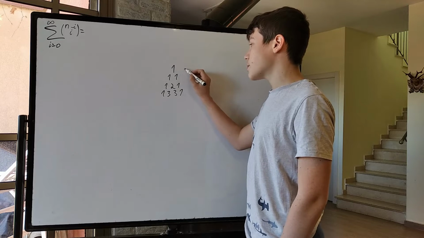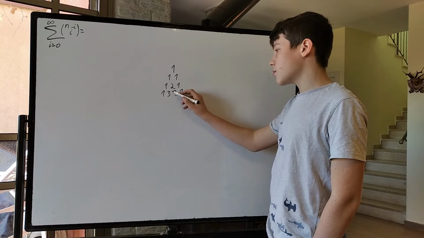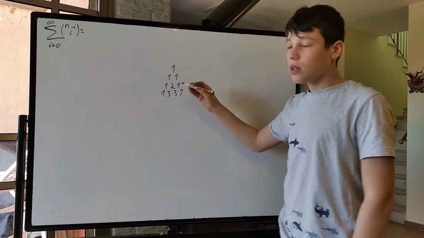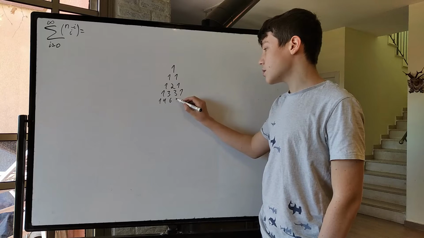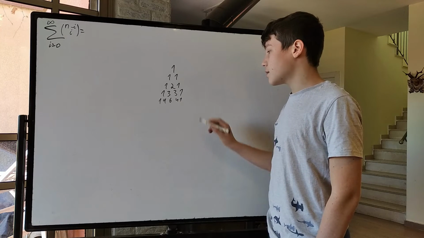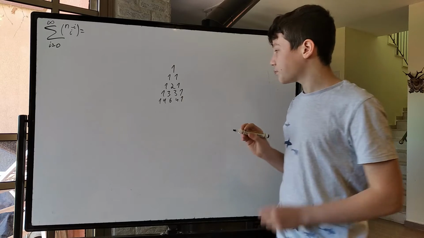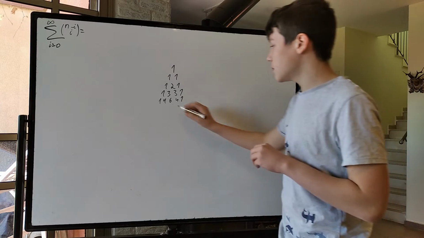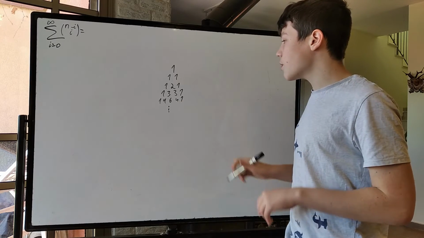So 1, 1 plus 0, 1, 1 plus 0. 3 is 2 plus 1, this 3 also 2 plus 1, this 2 is 1 plus 1, and so on. You can continue filling this downwards forever. And let's get an intuition for what this sum means.